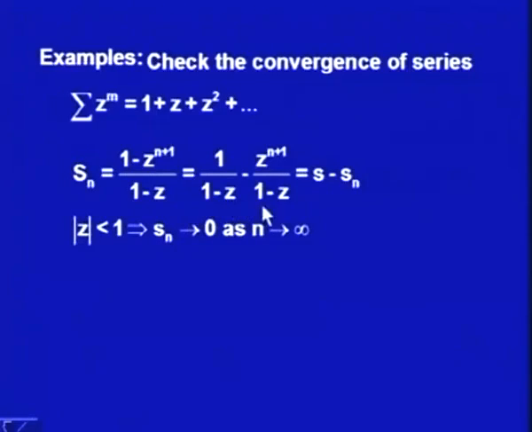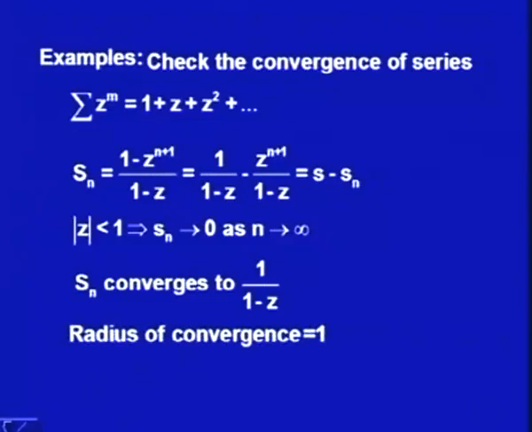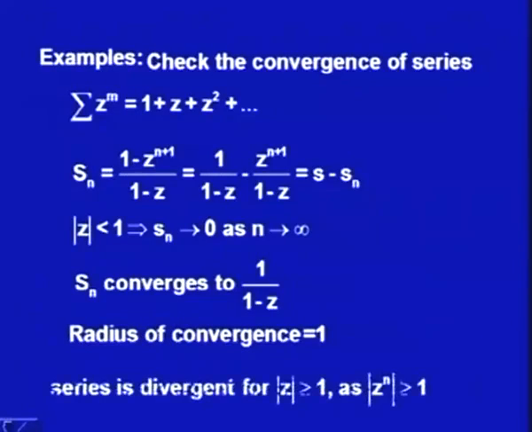Now, when |z| is less than 1, this term will tend to 0 as n tends to infinity, because as we increase the powers, this term will become smaller and smaller. So this will tend to 0, and that simply means that Sn converges to 1 upon 1 minus z. So we can say that this geometric progression will converge to 1 over 1 minus z provided |z| is less than 1.